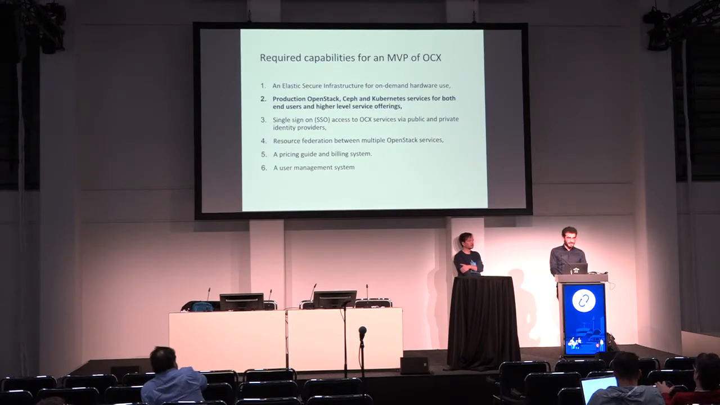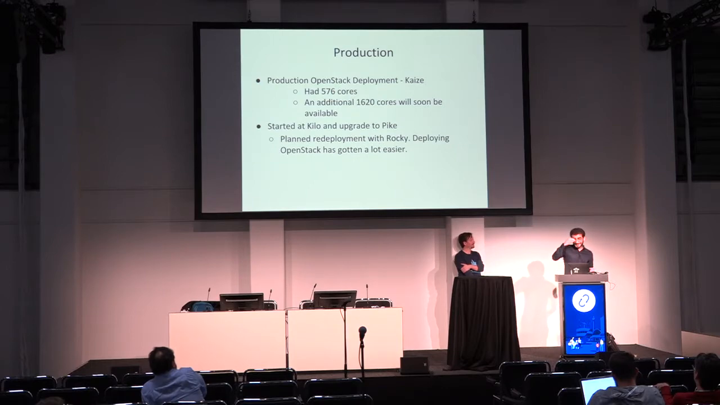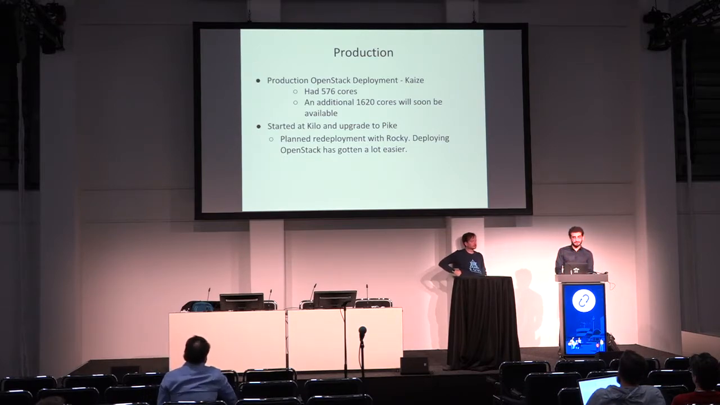Then you need a production OpenStack, Ceph, and Kubernetes, which is harder than it sounds, trust me. So started. Yeah. It's easy. Of course. So we started with 500 cores, but 1,000 and 600 cores will soon be available. We started at Kilo, and we have Pike now. Upgrading was a rough process because we were using Puppet manifests from the Kilo era, and we just forked them and slowly started patching them up to support Pike. And this grew very, very hard. And now we're planning a redeployment with Pike with all supported bits, so we won't have to mess anymore with changing Puppet manifests to the extent that we have.